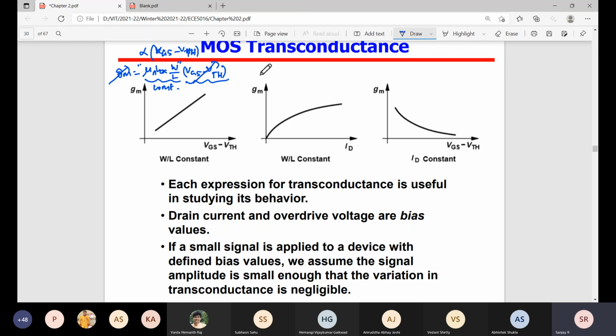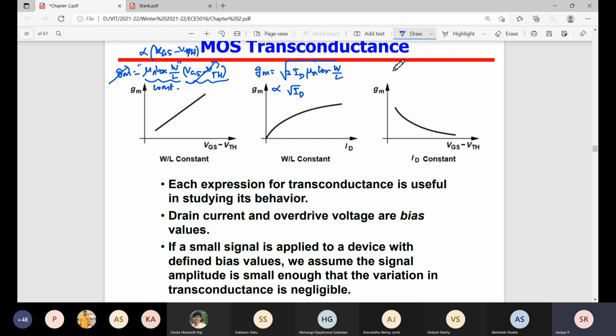Now we come to the second expression, gm equal to root of 2 ID mu n Cox W by L. Again, here W by L is fixed and mu n Cox is a constant device parameter. So gm is proportional to root ID. Root ID means definitely it's a parabola behavior. Is it clear? Yes, sir. Okay, thank you.